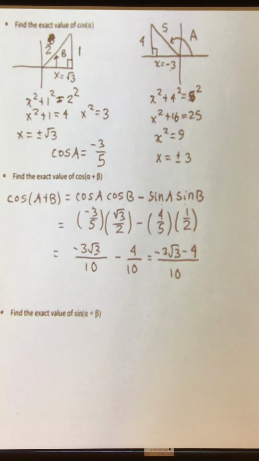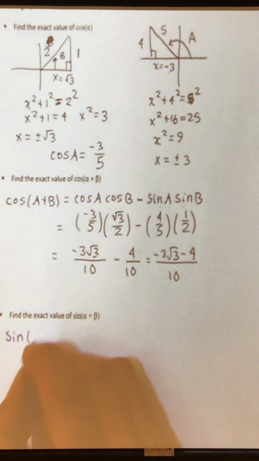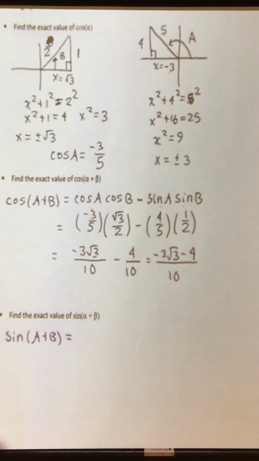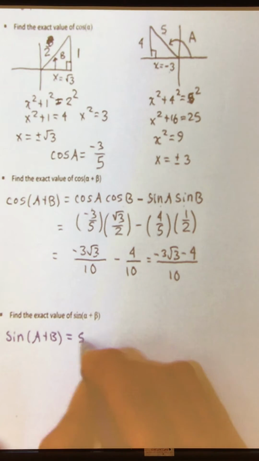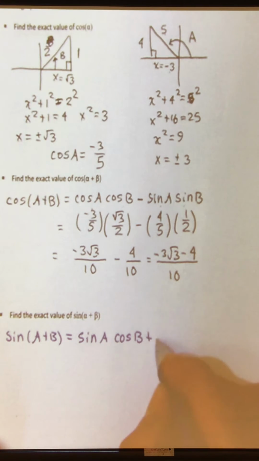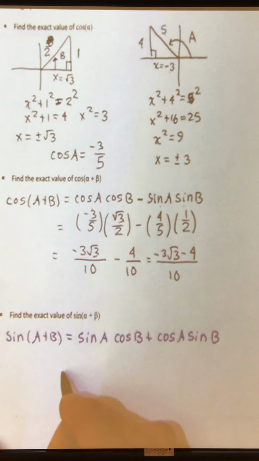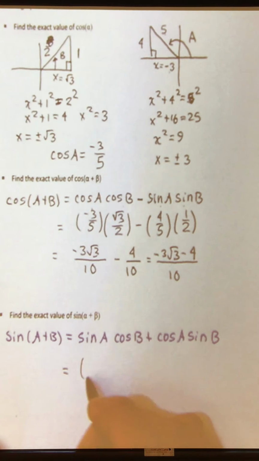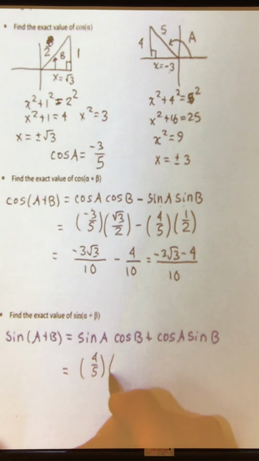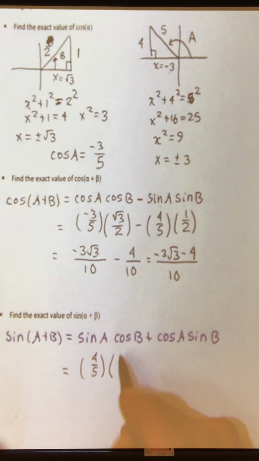Third part asks us to find the sine of A plus B. So we need an identity for sine of A plus B. The sine of A plus B is a slightly different identity than the cosine of A plus B. It follows the pattern sine of A, cosine B, plus cosine A, sine B. So each individual quantity needs to be obtained, and since we have our triangles, that's easy to do. The sine of A, that was given to be 4/5. The cosine of B is root 3 divided by 2. We got that right up here in this part.